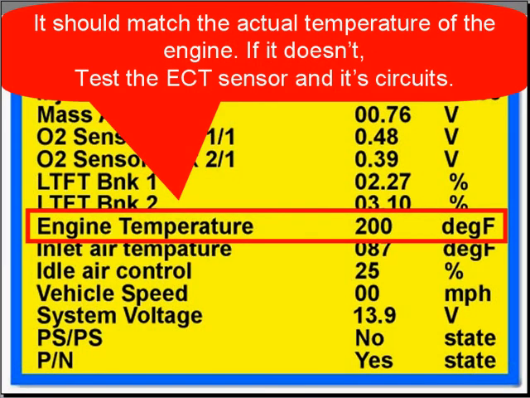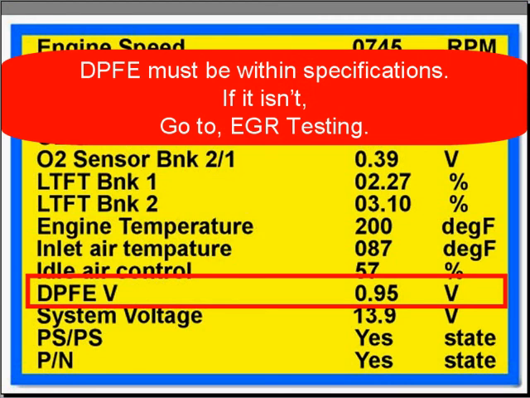It should match the actual temperature of the engine. Use your Raytek gun, use your temperature measuring device, and compare it to scan data. If it doesn't match, you're going to have to test the ECT sensor and its circuit. The delta pressure feedback EGR position sensor must be within specifications. If it isn't, go to EGR testing.